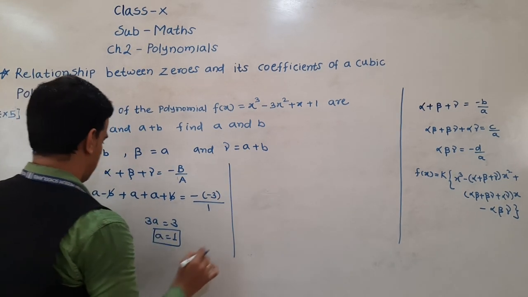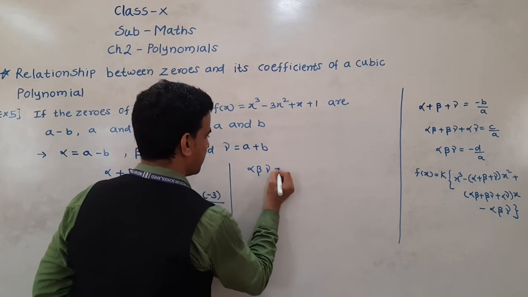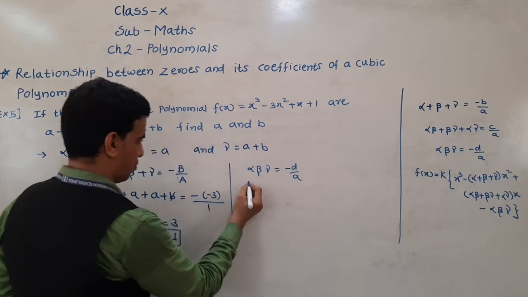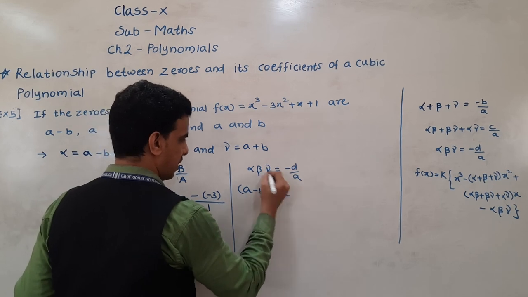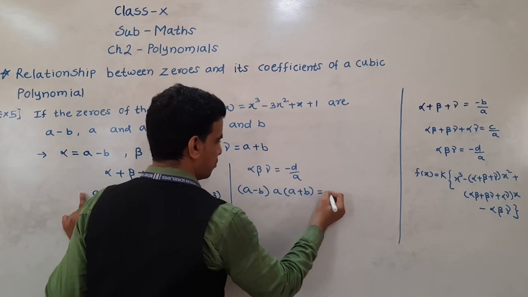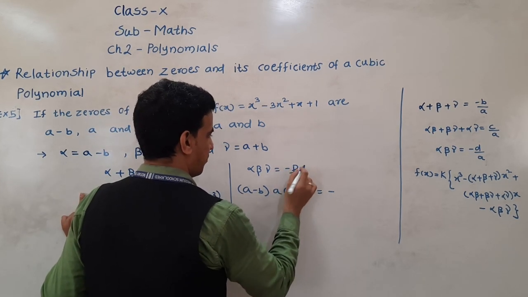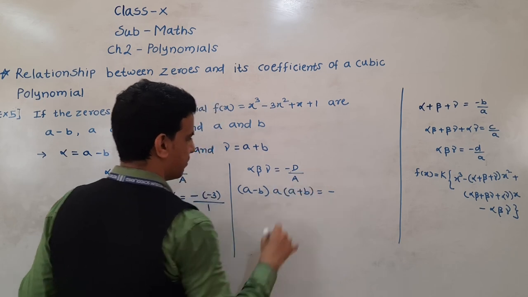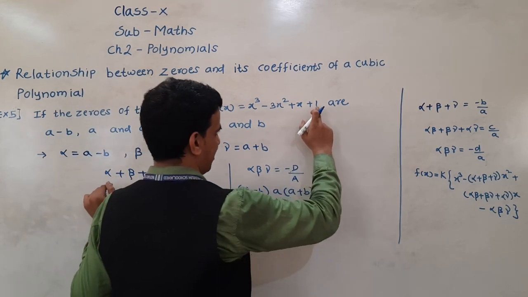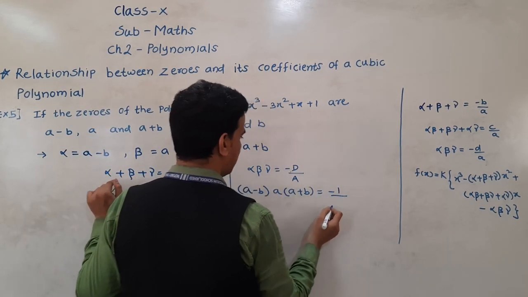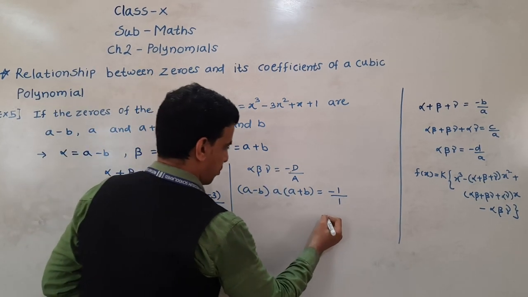Now we can use the third relation, alpha beta gamma is equal to minus D by A. So alpha is a minus b, into beta is a, into gamma is a plus b, is equal to minus D by A. Here again you can change that, capital D and capital A I am taking. So minus of D, D is the last, that is the constant 1. So minus 1 upon the value of A is 1. So this product is minus 1.